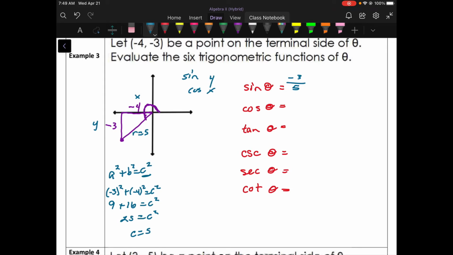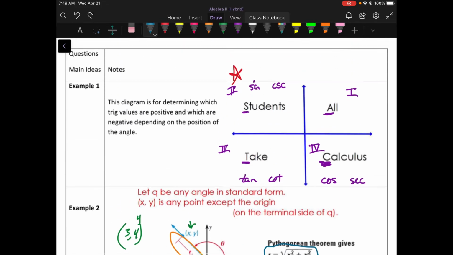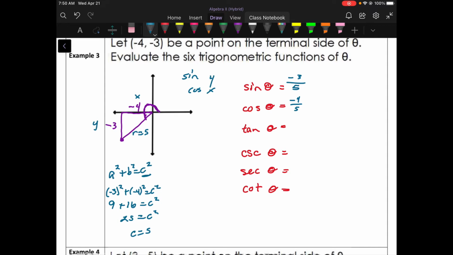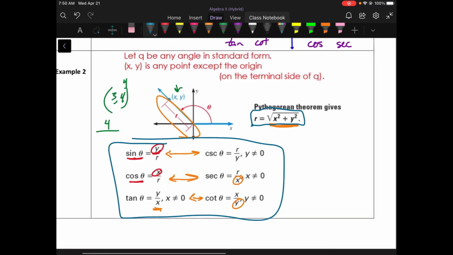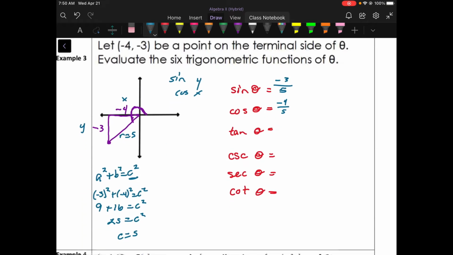So cosine would be x over r, so -4 over 5, and because we already have these negative values, we don't have to worry about this little diagram here, but again, this will be useful mostly tomorrow when we talk about reference angles. So tangent, you might not remember tangent, but it is y over x. It's kind of opposite of what we're used to, so y is -3 over -4.